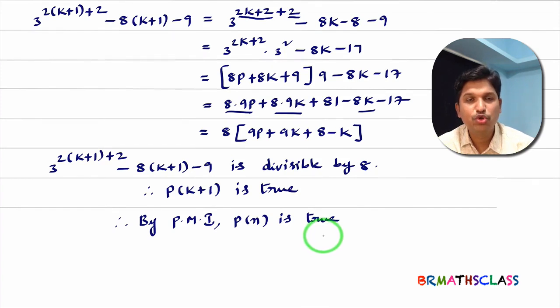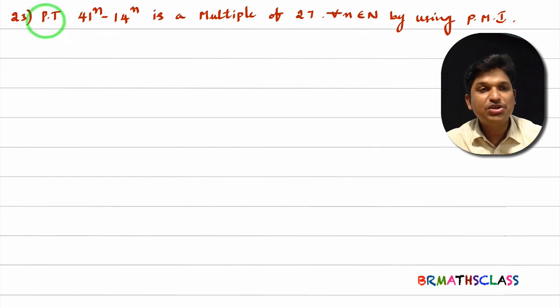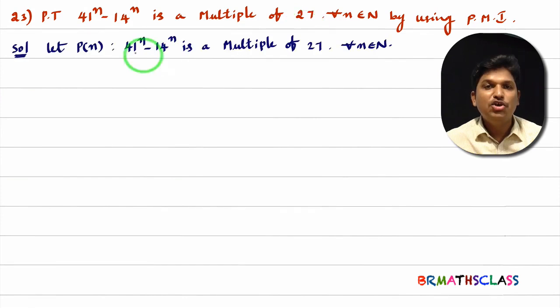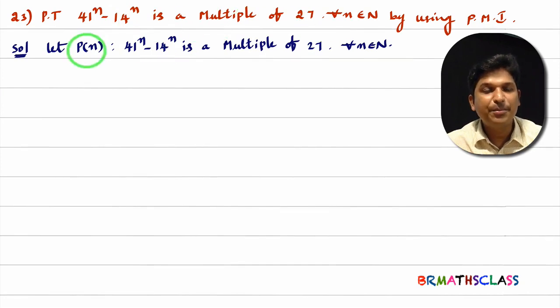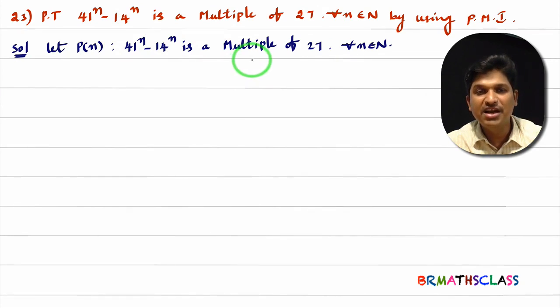Now, we will move to the next question. You see this question number 23. 41 power n minus 14 power n is a multiple of 27. I need to prove this statement by using the principle of mathematical induction. First, I'll take the given statement as p of n. Now, I need to prove this statement by using the principle of mathematical induction.